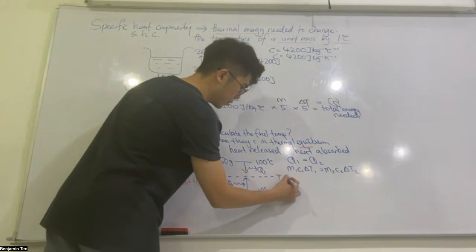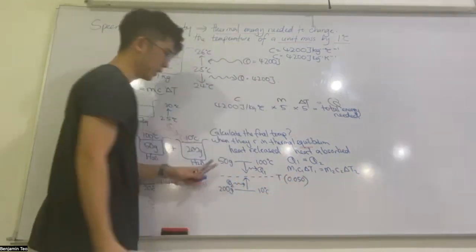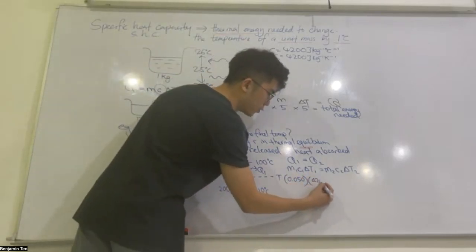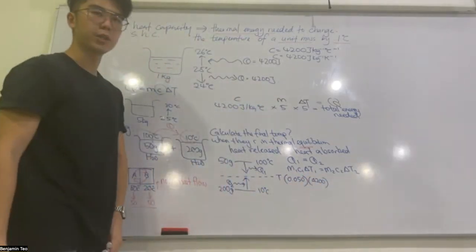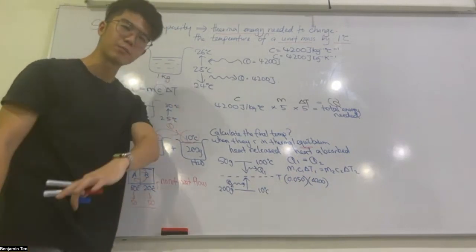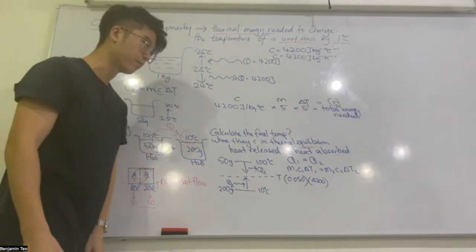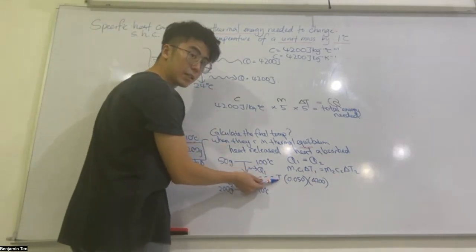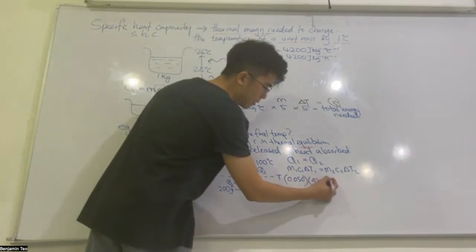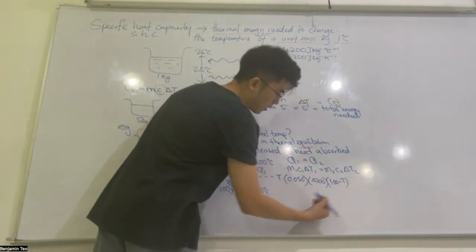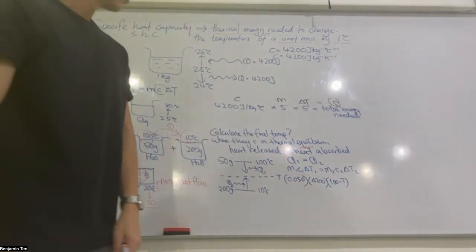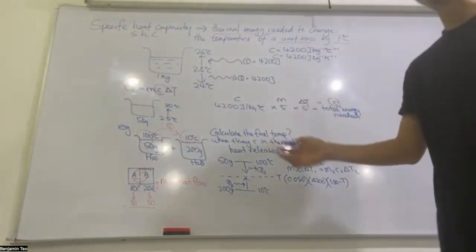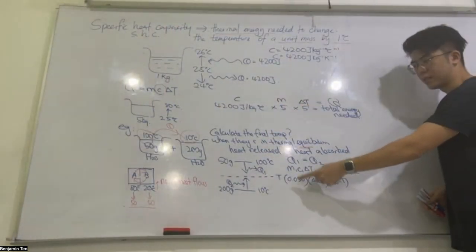M1 is 0.050 in kg, times the specific heat capacity of water, 4200. And the change in temperature, now the change in temperature, we just take bigger minus smaller. We always take the bigger minus smaller. We're only interested in the difference. 100 minus, we know T is going to be smaller, right? 100 minus T. Okay, so just bigger minus smaller, then you will not get negative numbers. You don't have to deal with the negative numbers as long as you know this is heat release.